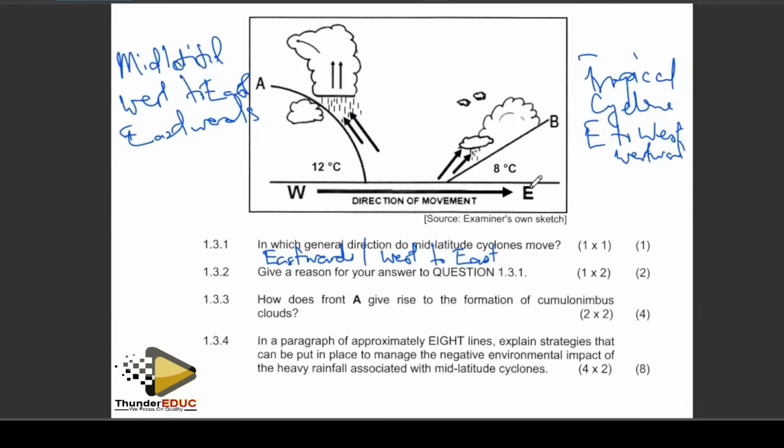Give a reason for your answer. Why do they move in that direction? I think you still remember from grade 10, we did the global air circulation model, the planetary winds. We have a belt of the tropical easterlies or the trade winds, a belt of the westerlies, and a belt of the polar easterlies. The winds which have an influence over the movement of the mid-latitude cyclone, if you refer back to the global air circulation, are the westerlies. They move under the influence of the westerlies.